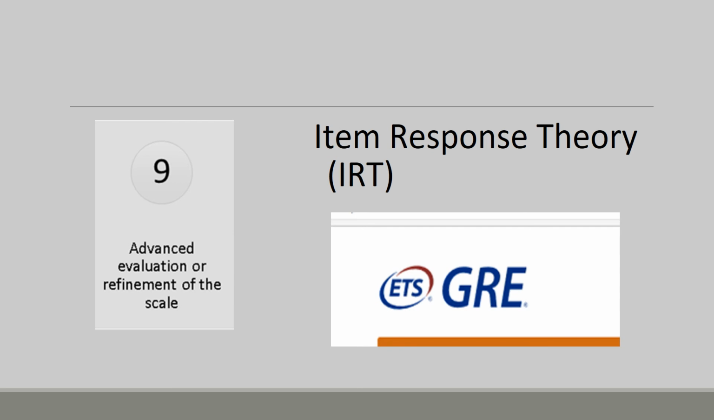And finally, a possible step to scale construction involves the newest approach to evaluating scale items known as item response theory. Typically, IRT is used on achievement and aptitude tests such as the SAT and GRE. In counseling research, it is often used to further refine scales after they have been developed through exploratory and confirmatory factor analysis.